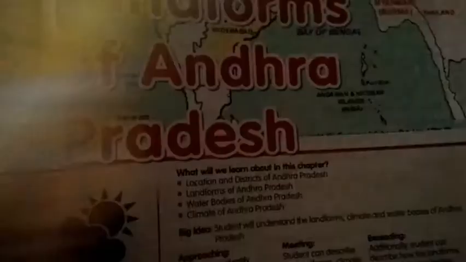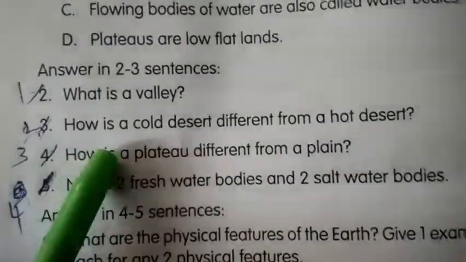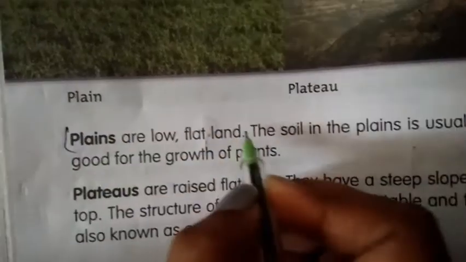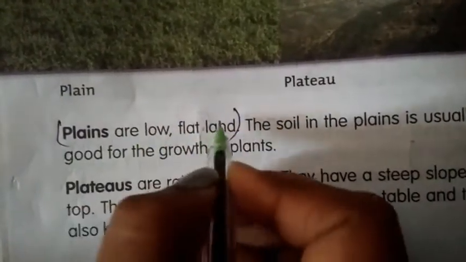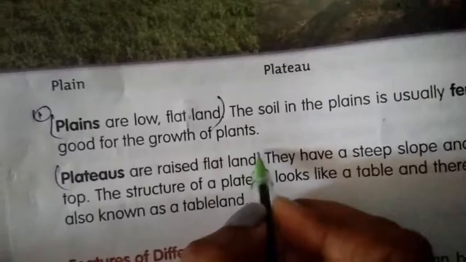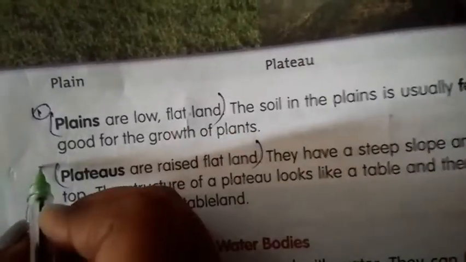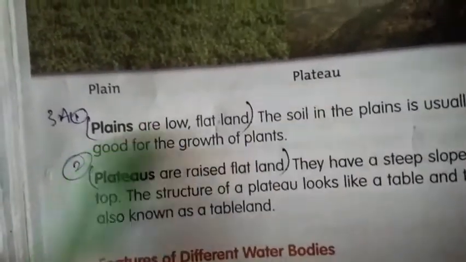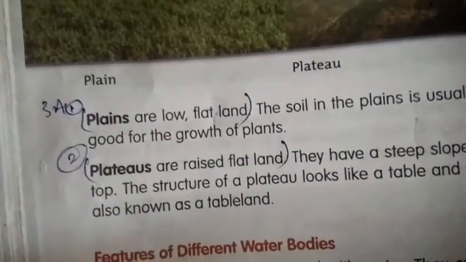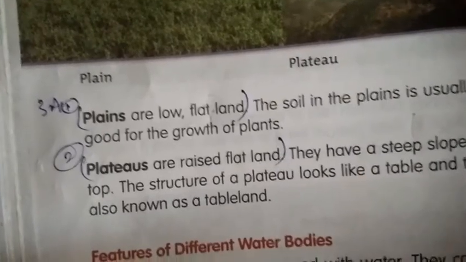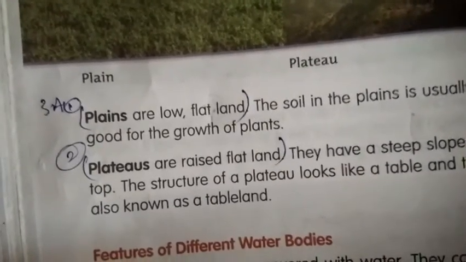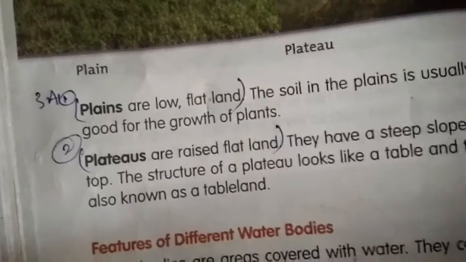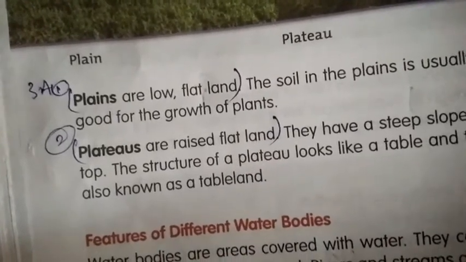Now let's do the third question. How is a plateau different from a plain? See, first point, plains are low flat land. Second point, plateaus are raised flat land. This is the third answer. Simple answer, children. Complete your workbook S2 and write the second and third answers in your classwork. Okay, complete your workbook and classwork, children. Okay, thank you.